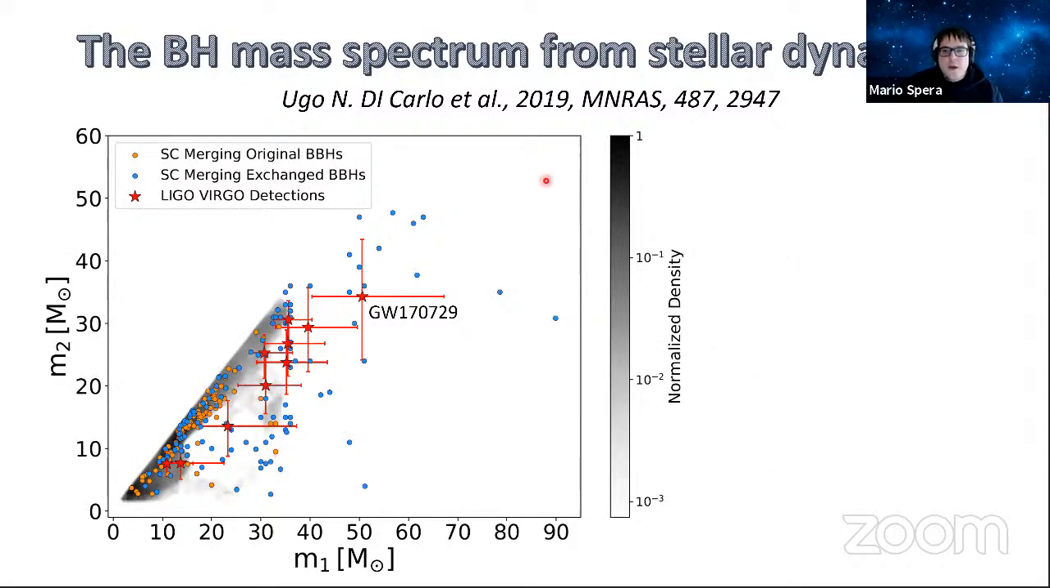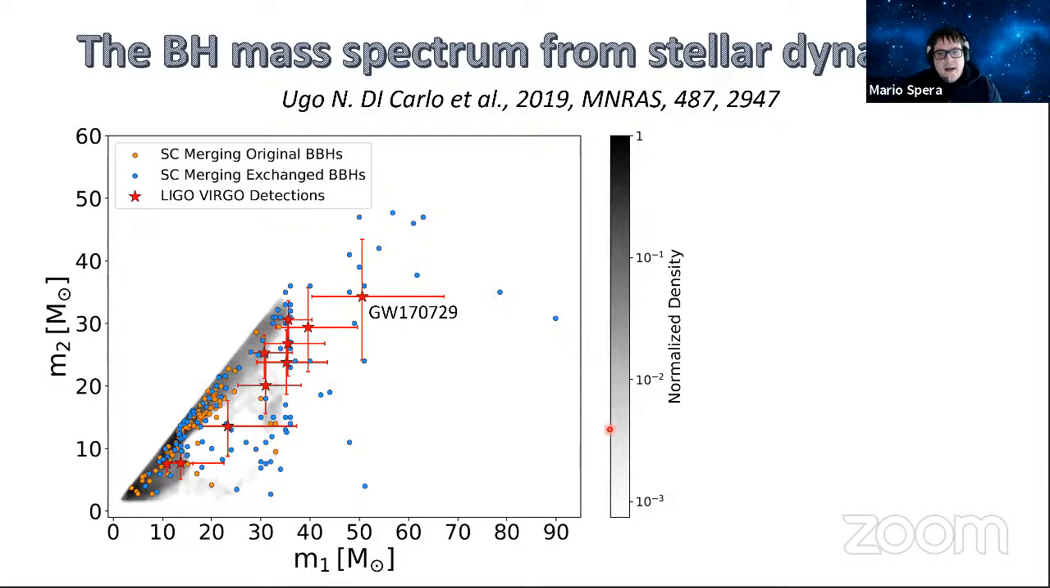This figure shows, for all the merging binary black holes in our simulations, the mass of the less massive remnant as a function of the mass of the more massive remnant. The blue points show the merging dynamically formed binary black holes, while the orange points, and the density map here, show the merging binary black holes that come from isolated binaries. No dynamics. And here, the red stars are the LIGO Virgo detections updated to a year ago. That was the situation in 2019.